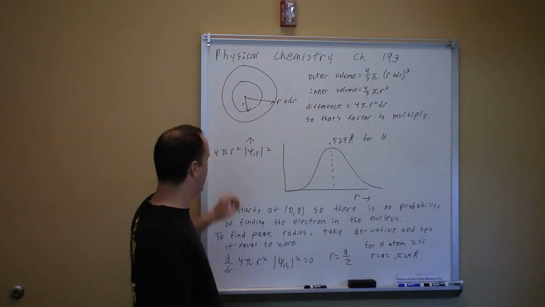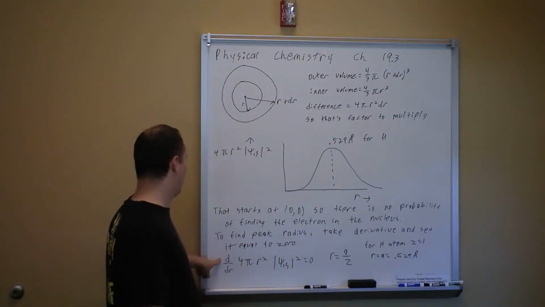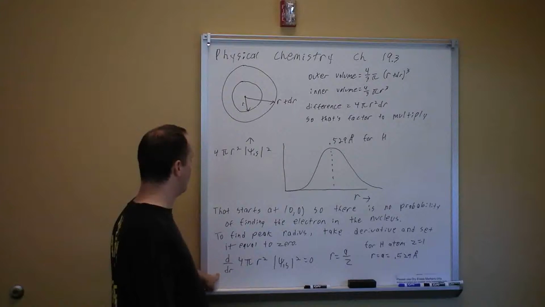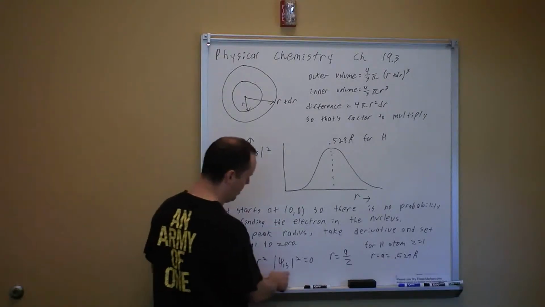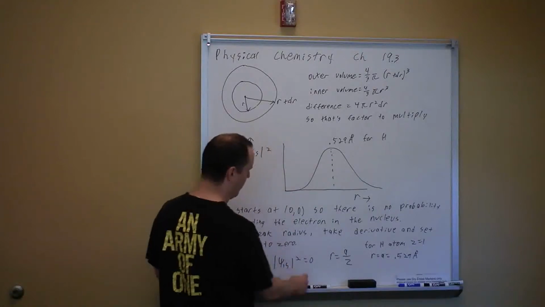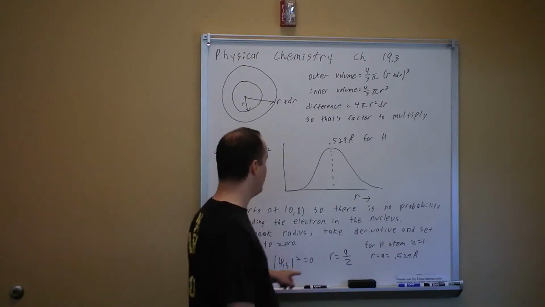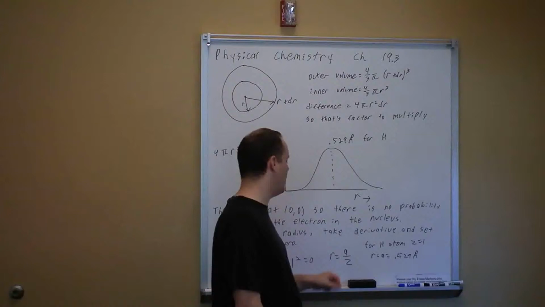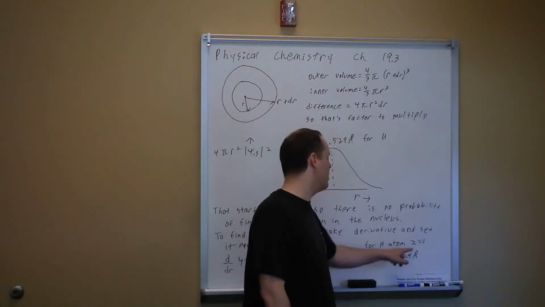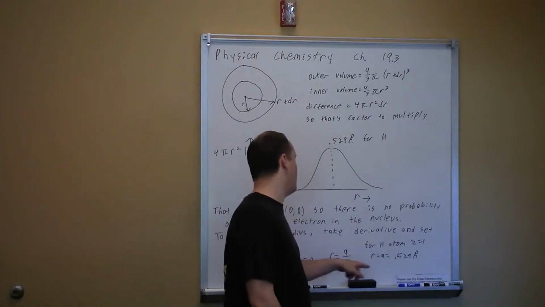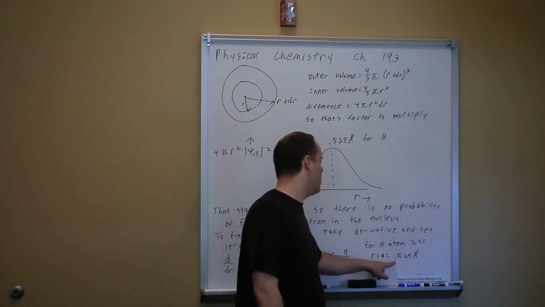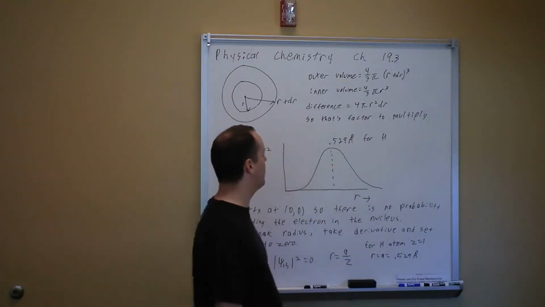So you take this whole thing and set it equal to 0. So we have the derivative with respect to r, remember because we're in spherical coordinates, of 4 pi r squared psi 1s squared equals 0. You solve that, and you just get r is equal to a over Z. Now for a hydrogen atom, remember Z is the atomic number, that's capital Z. Z is equal to 1, so r is just equal to a, which is 0.529 angstroms.